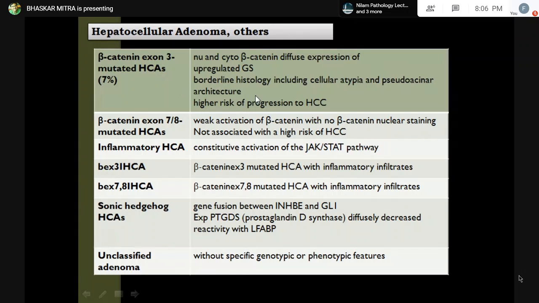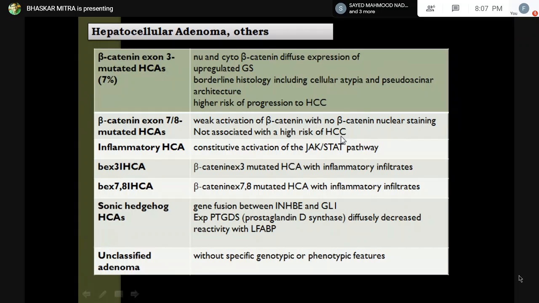These are the borderline histology and show cellular atrophy. These have the highest rates of progression to hepatocellular carcinoma. Now, the beta-catenin exon 7/8 mutation, as we showed in the previous one, shows weak activation of beta-catenin. So the nuclear staining with beta-catenin they do not show, and they usually do not have a high risk of transforming to hepatocellular carcinoma.